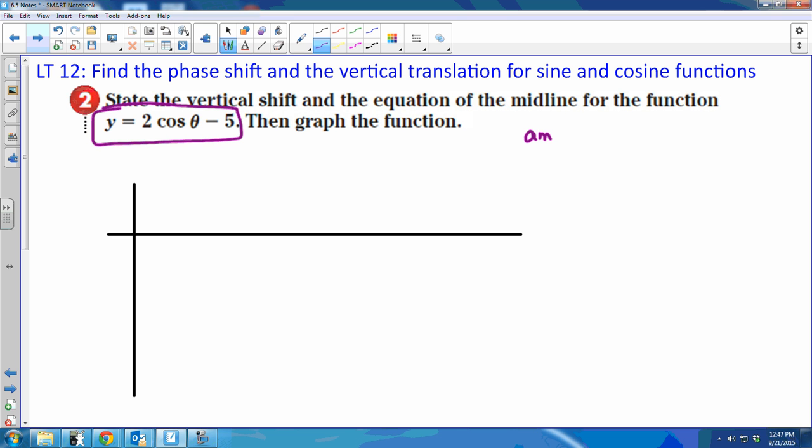What's the amplitude? 2. That we still know, that's not going away. That will be important for our graphing later. What's the period of this function? 2 pi, because k would be 1. So you'd have 2 pi divided by 1, which is 2 pi. What is the vertical shift then? Negative 5. That means we're going to shift down 5 units.